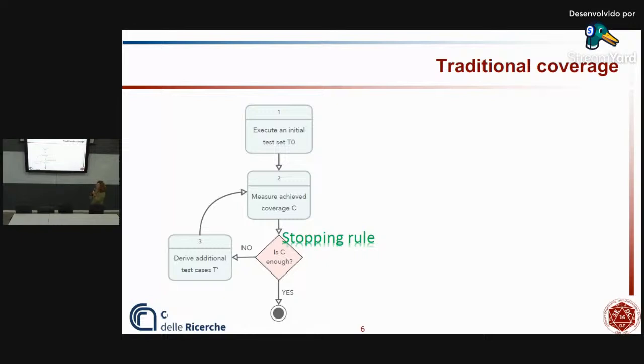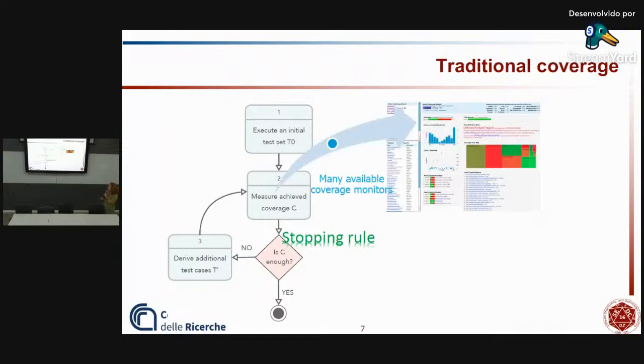Why is coverage attractive? Because it provides a very intuitive, very easy stopping rule. That is, if the coverage that you measure is sufficient, then you decide that testing is sufficient and you can go ahead. If you still consider that the measure of coverage is low, then you can iterate and add more test cases to T0, trying to raise the coverage. This idea is quite used even in industrial testing.